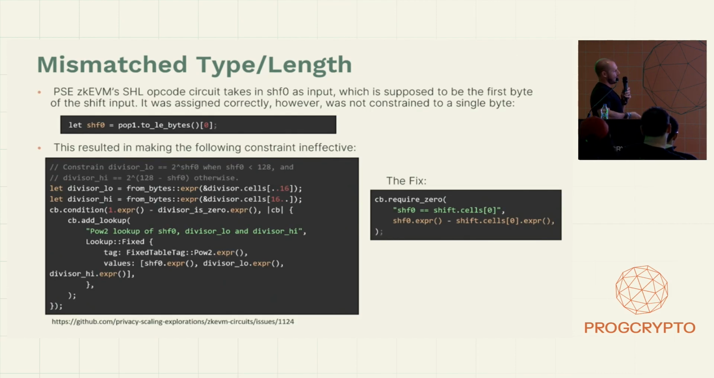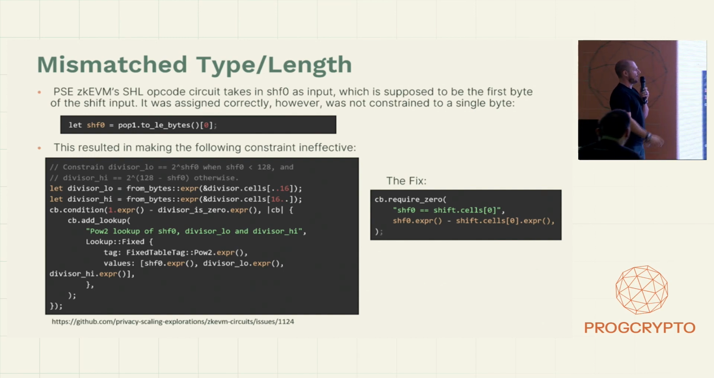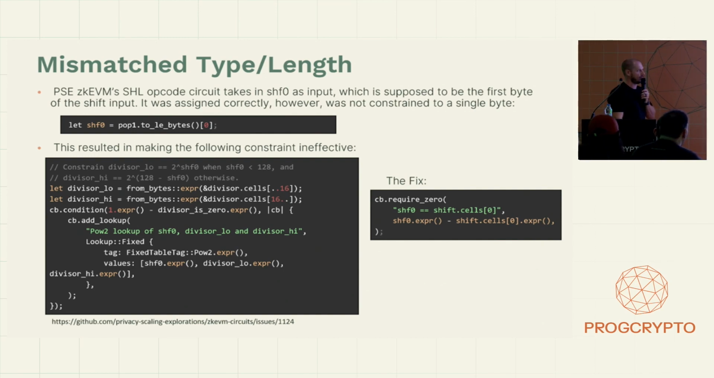Cool. This particular one, this is the shift left opcode. You can think of it like a cast to bytes and an equals. In Circom, a double equals arrow would be an assignment and a constraint at the same time. In Halo 2, you do it a little bit differently.